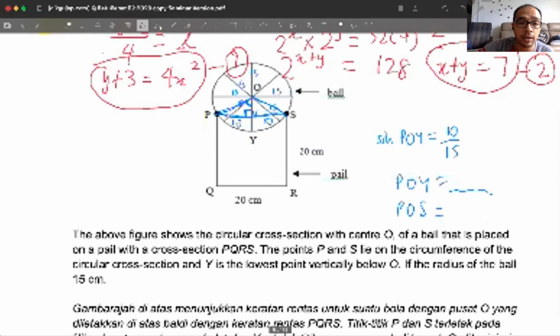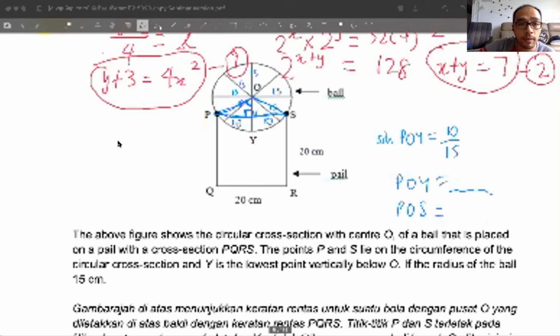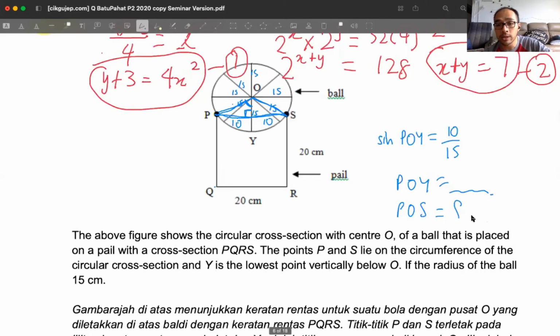This one I think I need to give you the answer lah. You'll get POS is about 83.62 degrees. Of course, you have to change it to radian, so please change it to radian once you get that. But the idea behind this is that all the information is not necessarily in the diagram. You have to put in the information yourself.